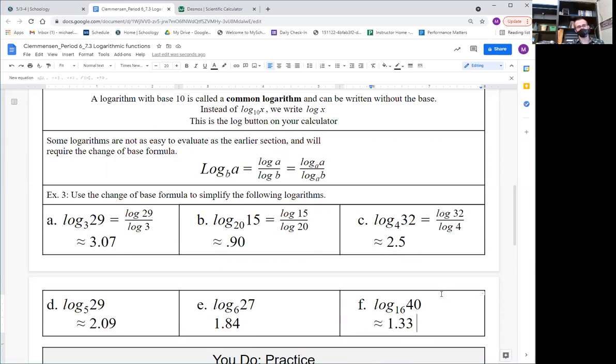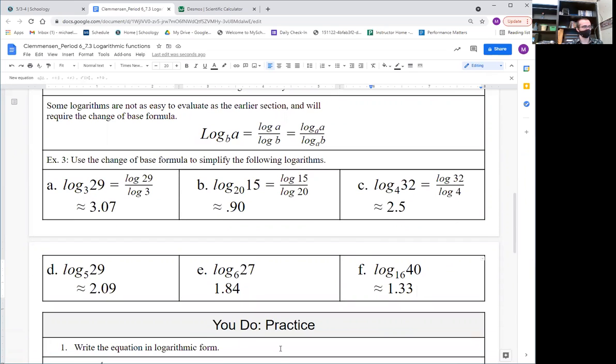Are there any questions on D, E, or F before I set you free to work on the you do practice and all that? All right. You have the rest of class to work on the you do practice, the exit ticket, and the homework. Let me know if you have any questions. I'm here to help.